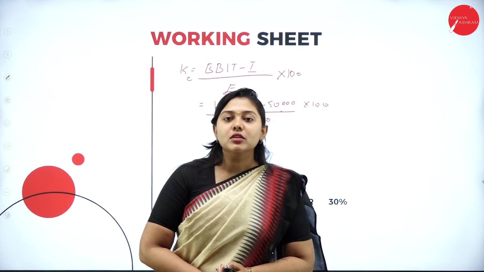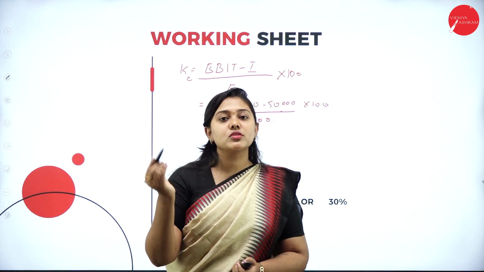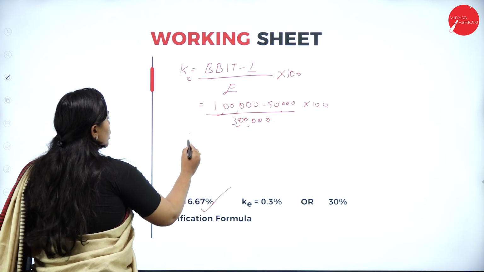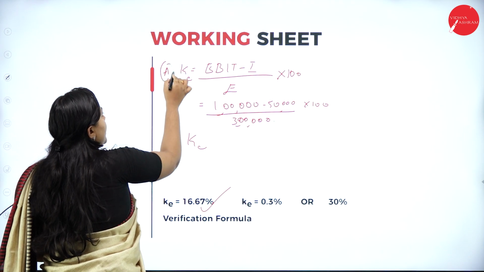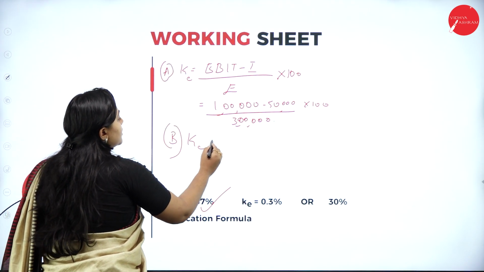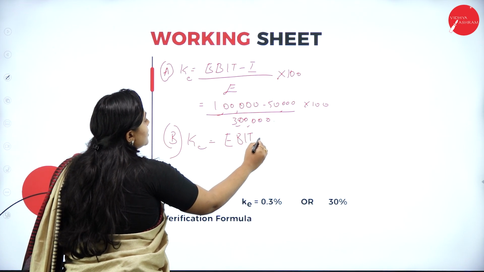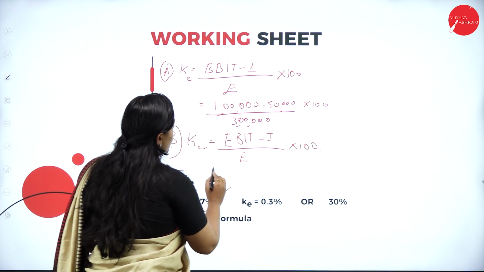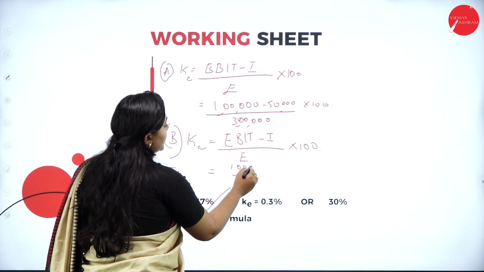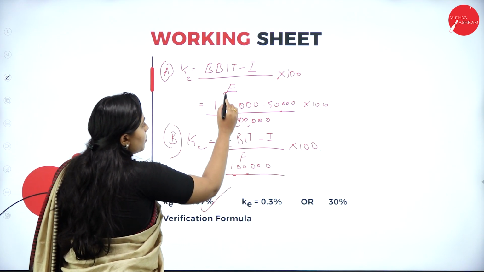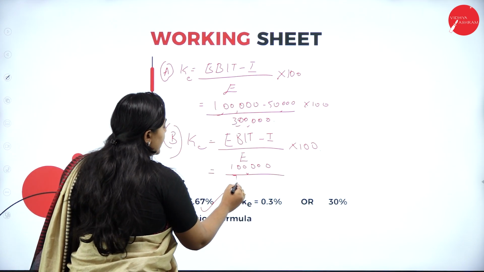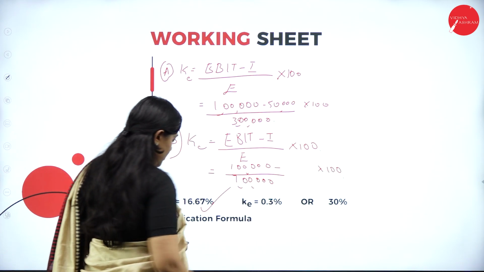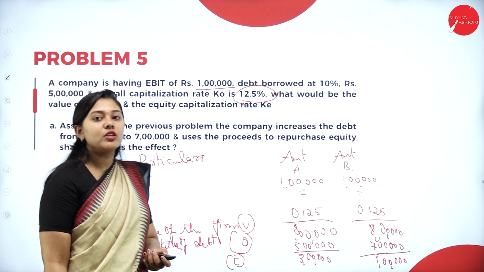So let's solve the cost of equity capitalization rate for your case B. This is for case A, and this is for case B. EBIT minus interest divided by market value of equity into 100. So what is EBIT? 1 lakh is the EBIT. So what will be the value of your market equity? It is 1 lakh minus interest into 100. 7 lakh is the market value of debt.